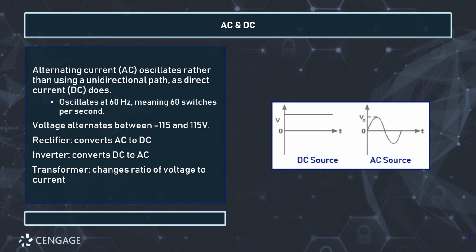Voltage is going to flip back and forth, and this actually allows it to travel over long distances with fewer repeaters and things of that nature. But when you get to a house and a component needs to consume that electricity, then we have to rectify it into a direct current source. So we use a rectifier to convert from AC to DC. The way I often remember that is just RAD: rectifier, AC, DC.